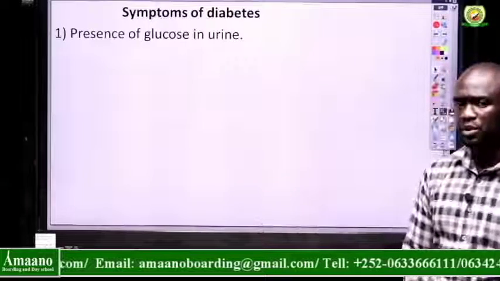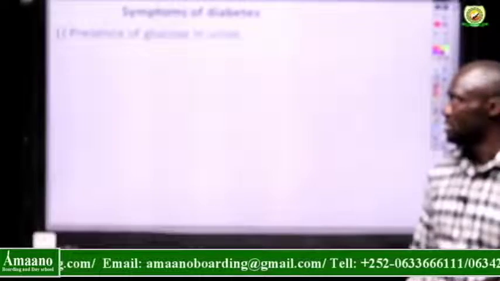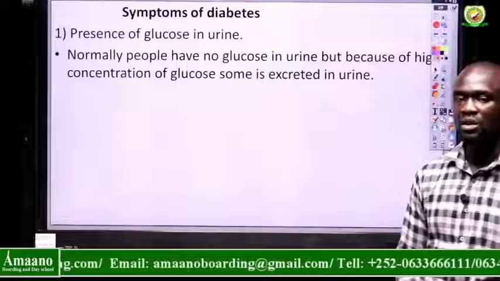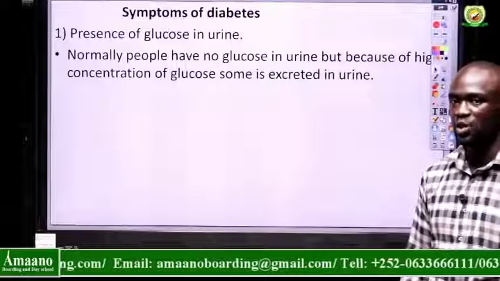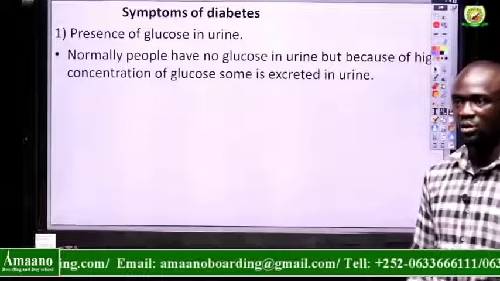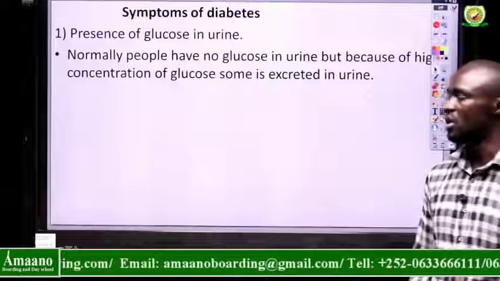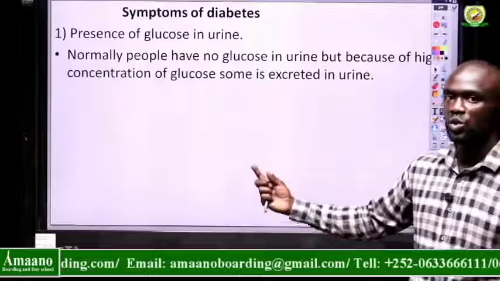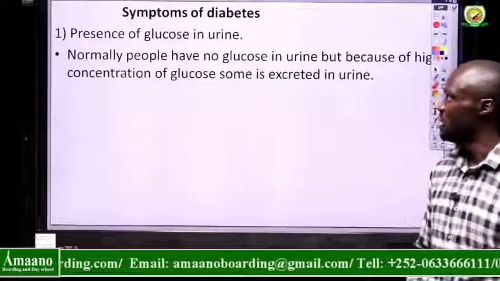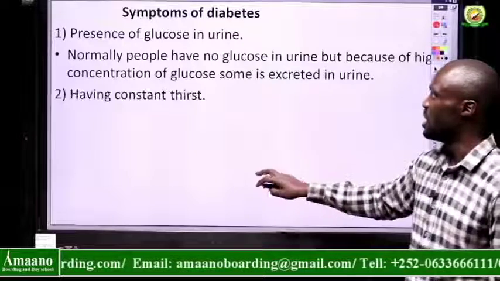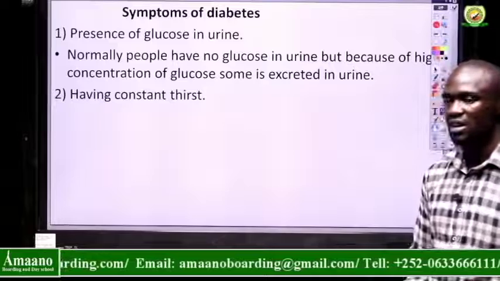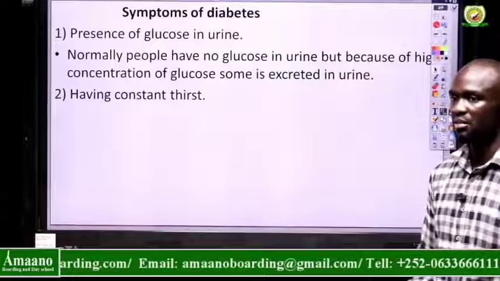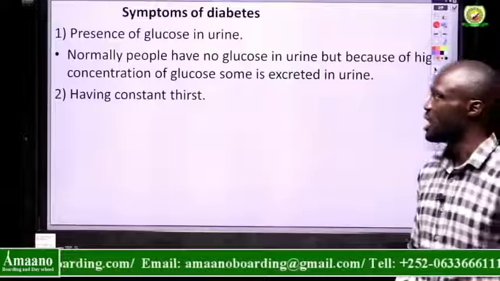So we come to symptoms. How do you know that you have diabetes? The first clear symptom is when glucose appears in your urine. Under normal circumstances, when the blood glucose level is normal, urine will not contain glucose. But once they test the urine and glucose is there, that's the clear sign that somebody has diabetes.